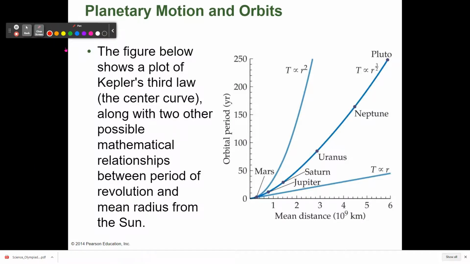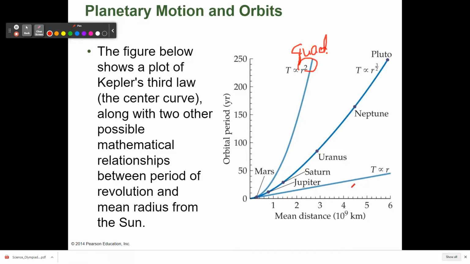All right, these graphs kind of show that. These are all plots of Kepler's third law. The center curve, along with the two other possible mathematical relationships between the period of revolution and the mean radius from the sun. This one would be if it was a quadratic relationship, because it's x to the square power.